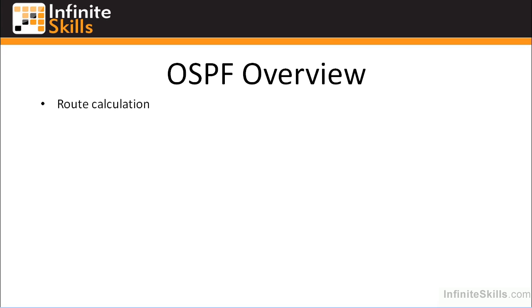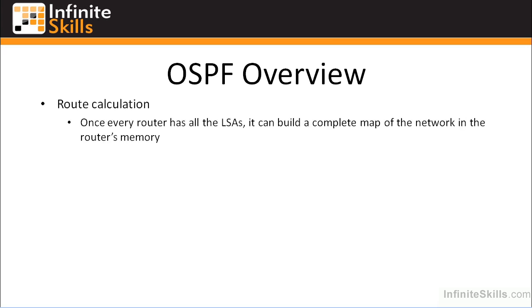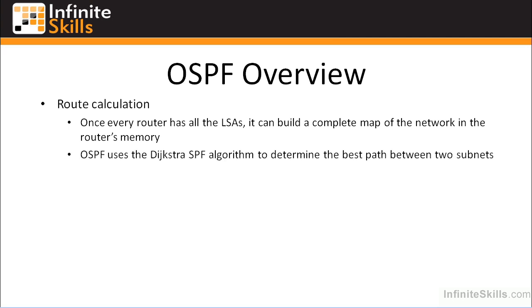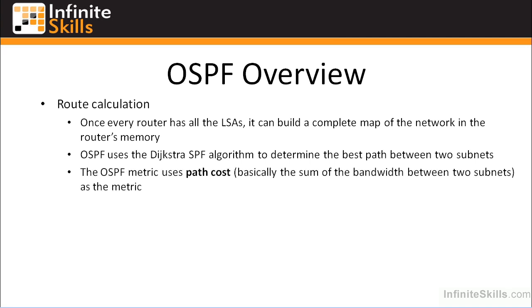Finally, we'll talk about route calculation. Once every router has all the LSAs, it can build a complete map of the network in the router's memory, and that's the magic sauce in a link state routing protocol. OSPF uses the Dijkstra SPF algorithm to determine the best path between two subnets. The OSPF metric uses path cost as basically the sum of the bandwidth between any two subnets as its metric.